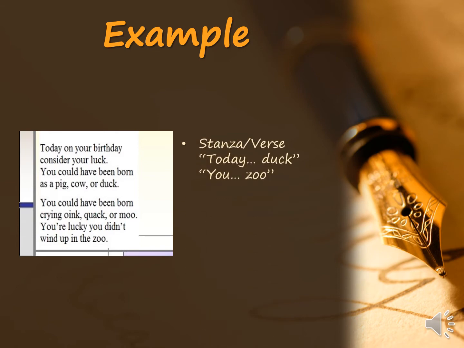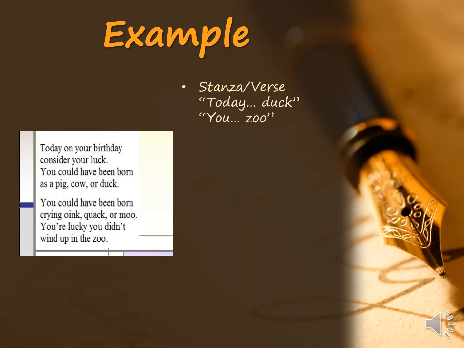This poetry has two stanzas. The first one starts from today till duck. The second one starts from you till zoo. The rhyming words in this poetry are luck, duck, moo, zoo.